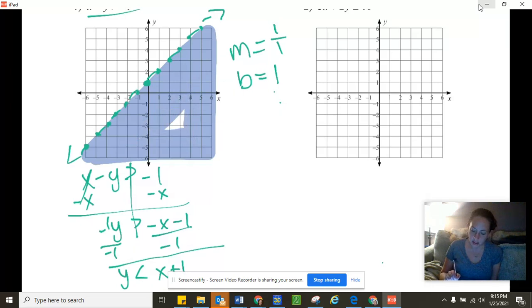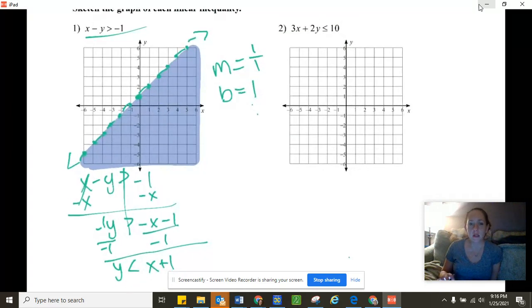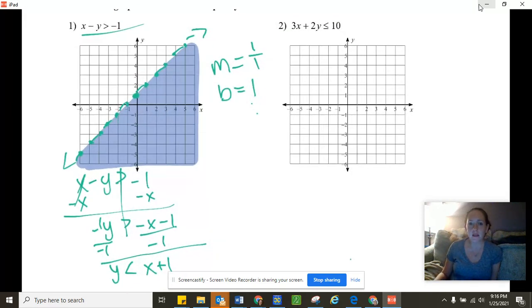So remember, what this means is that any point in the part that I've shaded will be able to be plugged into that inequality and make the statement true. So for example, if I plugged in 0, 0 for x and y in the original equation, 0 minus 0 is 0. And 0 is in fact greater than -1. And that's true of any point in here.